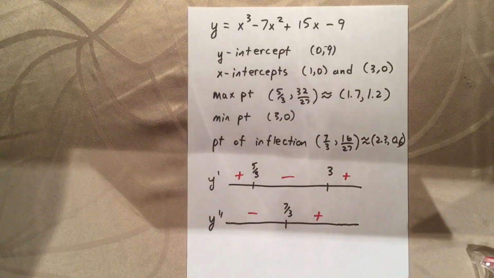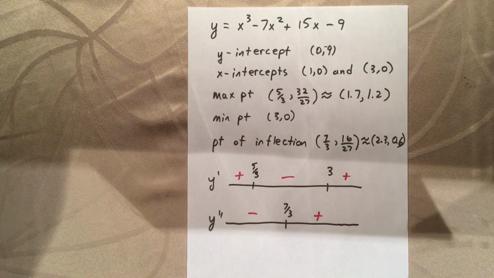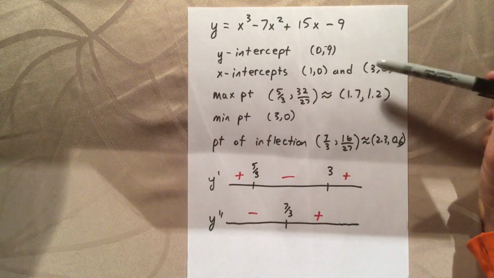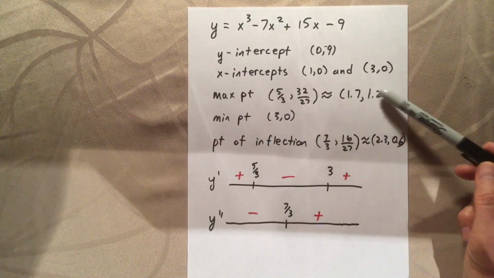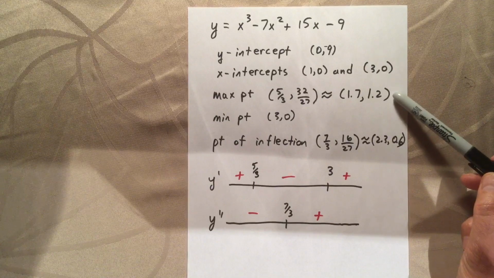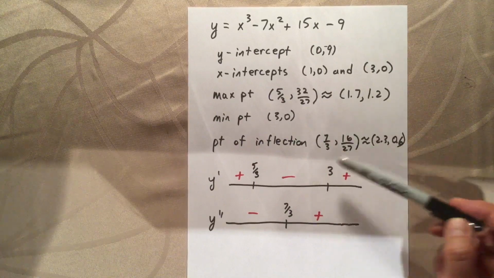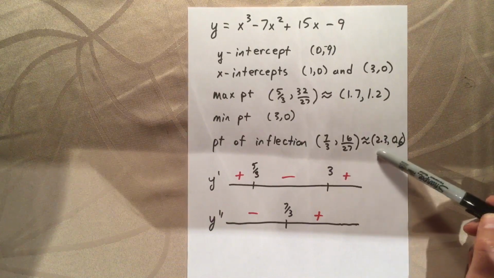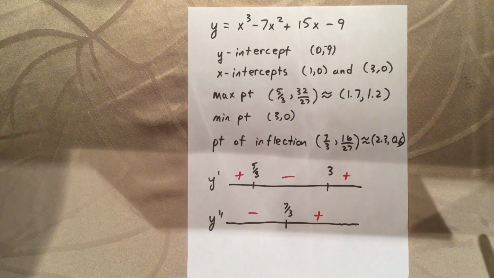Putting everything together, we have this data sheet for the curve that we're going to want to draw. We know our y-intercept, our x-intercepts, our max point. It's approximately (1.7, 1.2). We don't put that down on a test, or we don't state that those are the coordinates, but it's helpful to know that for graphing purposes. We have a point of inflection at this point here. For graphing purposes, that's approximately (2.3, 0.6). And we know our increasing and decreasing and concavity by looking at this chart here.